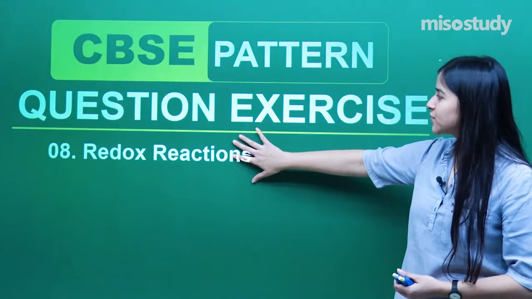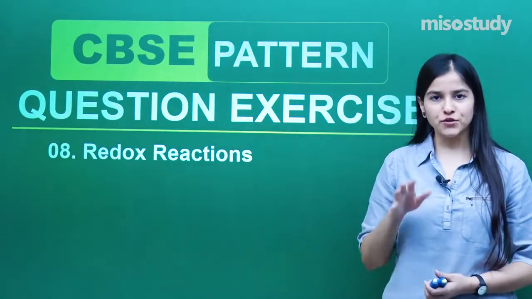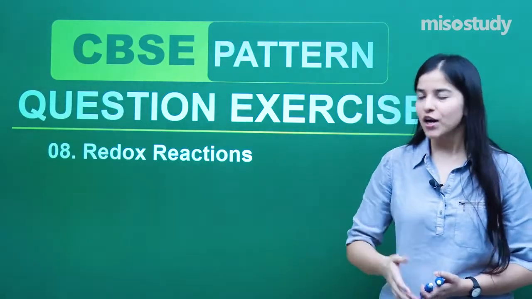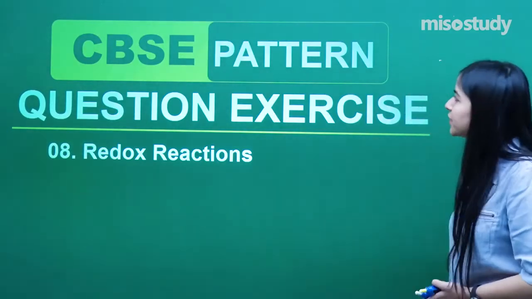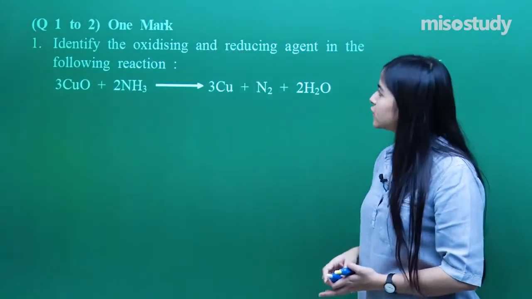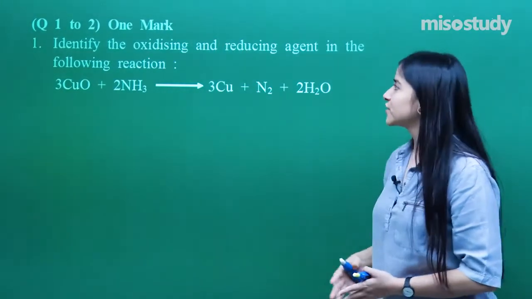Have you revised the chapter on redox reactions or not? If not, we are going to discuss each and every question about it. Let's start with question number 1 for redox; questions 1 to 2 are 1 mark questions. Identify the oxidizing and the reducing agent in the following reaction.